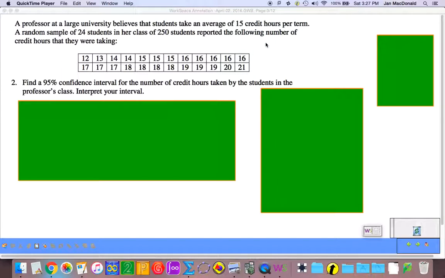Welcome back. We're in Chapter 23, Quiz A, question number 2. Take a minute and please make sure this data has been entered into your calculator in List 1.